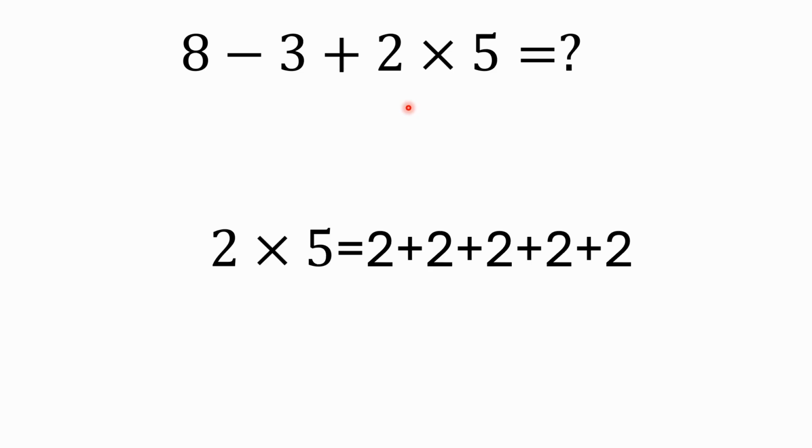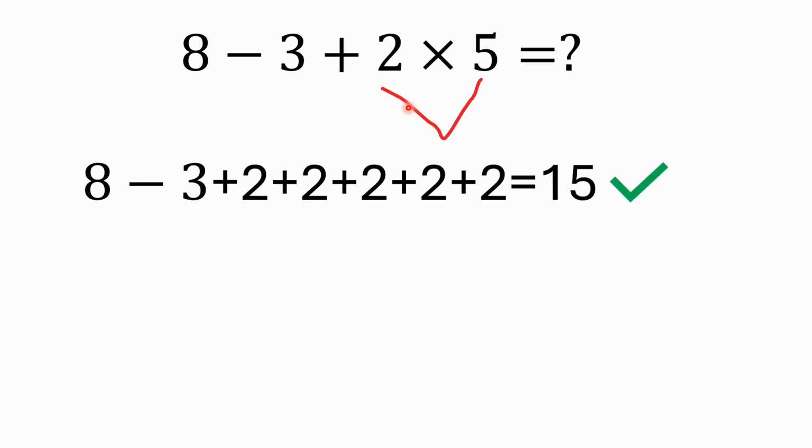So that's why you don't blindly solve left to right. You don't take 8 minus 3 and then add 2 and then multiply everything by 5. A lot of people are getting 8 minus 3, they're getting 5, then they're adding 2, getting 7, and then taking 7 times 5 and getting 35, and that's wrong. That's never been right. You've got to remember 2 times 5, the multiplication is shorthand for repeated addition.